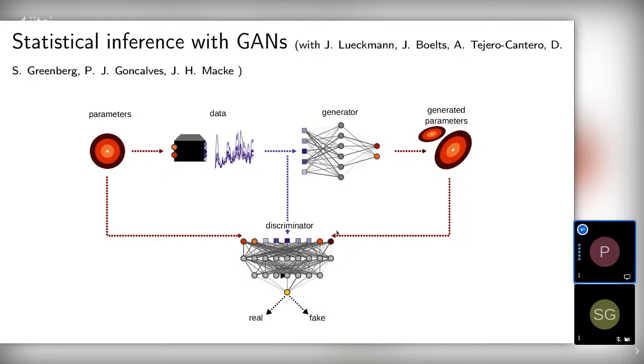And now you can train both the networks together, and once you've trained it for a really long time, then what the generator will do is actually produce parameters that really in truth generated your data. So this is how you do statistical inference with GANs.